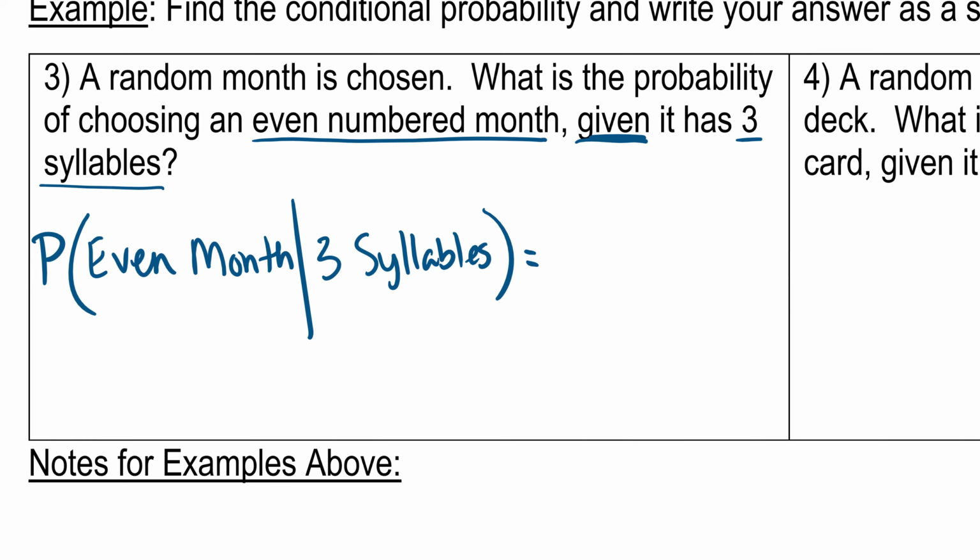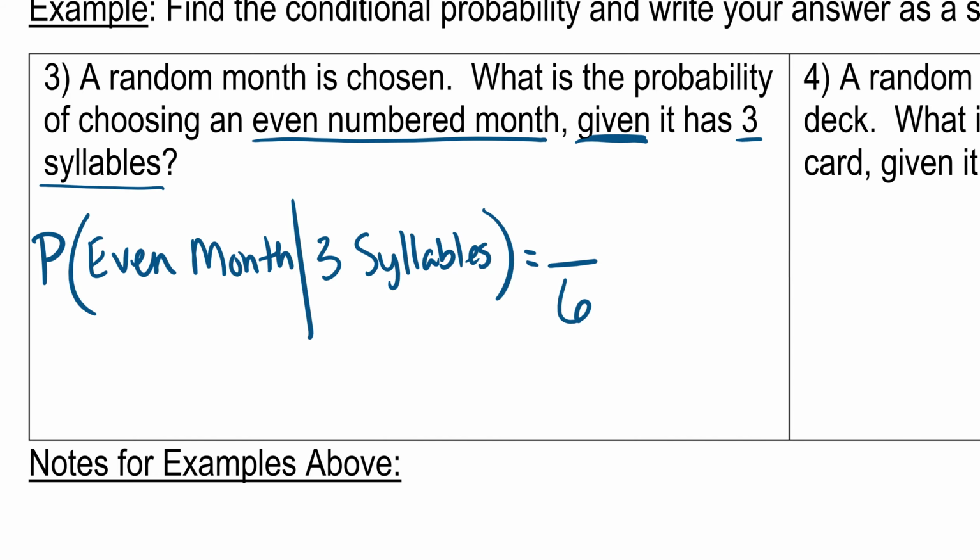So equals. All right, so we got to find the second part first. So 3 syllables. If you go through all of the months, January through December, the number of months that have at least 3 syllables is 6. I know because I went through and counted them. If you don't believe me, you can pause the video and do it yourself. So I have 6 months that have 3 syllables.